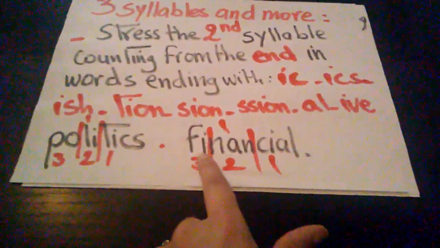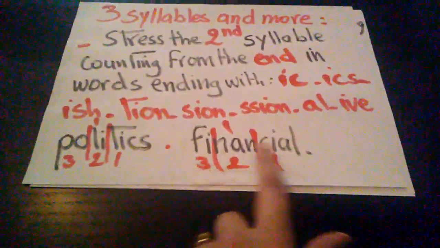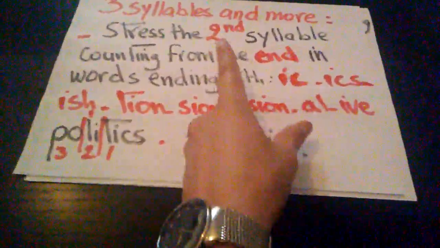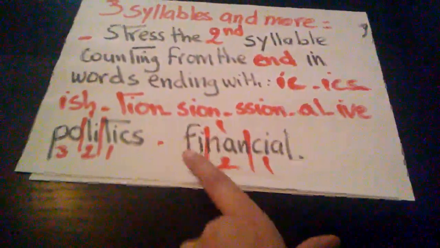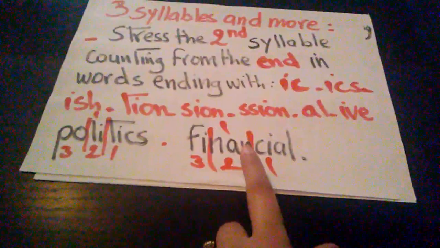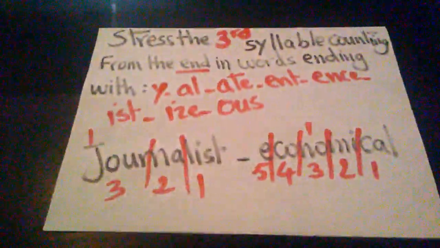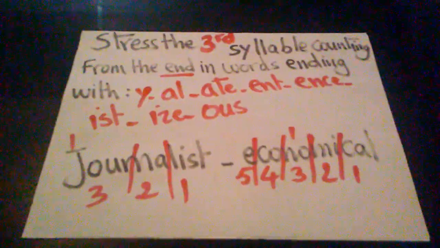Then you have fi-nan-cial. I count 1, 2, 3. It ends with al, which is here. I stress the second syllable counting from the end, which is this one, and it is financial. Financial.